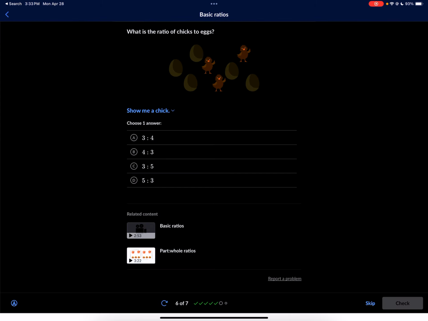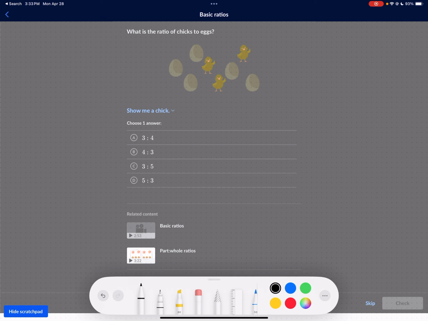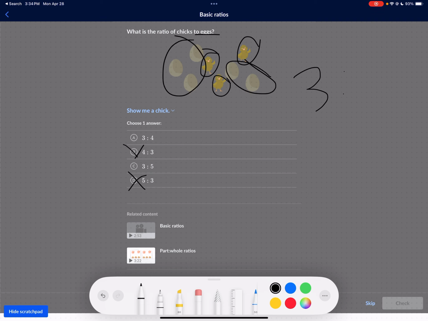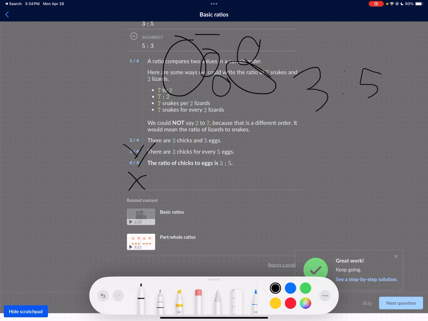Great job, everyone. What is the ratio of chicks to eggs? This is a chick. So chicks to eggs. So let's count the chicks. 3. So B and D are eliminated. And now we're looking at eggs. So how many eggs are there? 5. So this is our answer. C. Here's the explanation. If you got that right, good job. If you didn't, here are the videos, and happy studying.